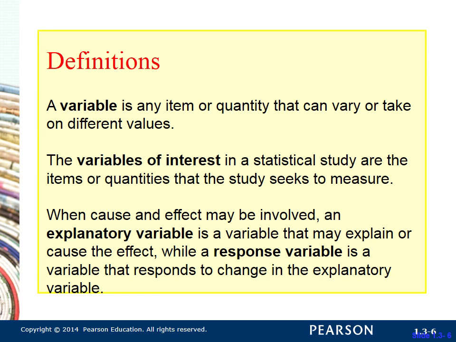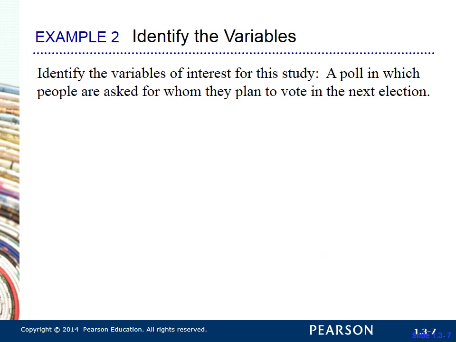So an explanatory variable is a variable that may explain or cause the effect. So it's the first thing. A response variable is the variable that responds to change in the explanatory variable. So you start with the explanatory and then you see what response you get.